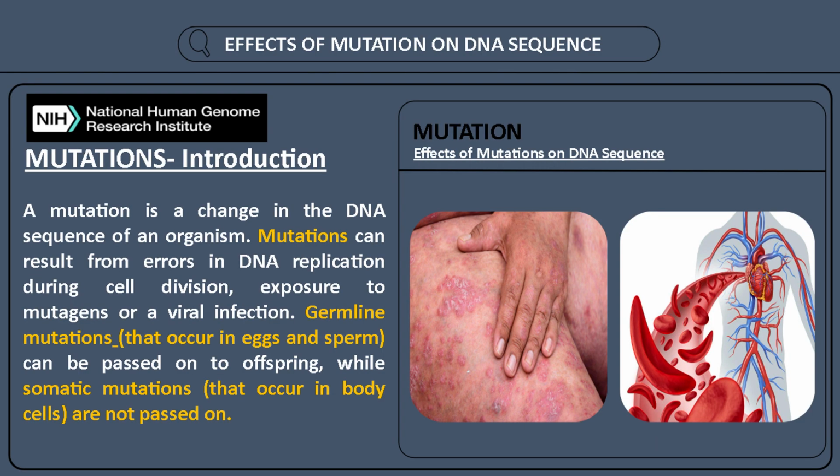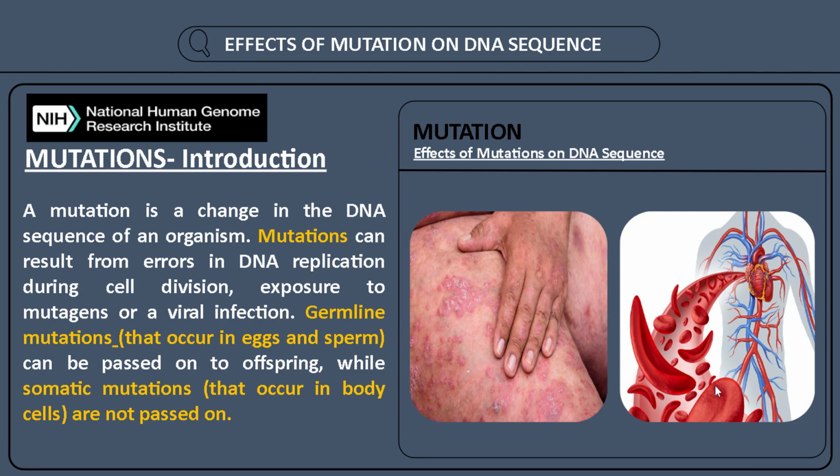Mutations are changes in our DNA sequence. I already gave you a short background of what mutation is all about. As you can see in these images, these are examples of mutation. This first image is an example of a somatic mutation. Somatic mutations are acquired from UV rays, X-rays, and harmful chemicals, and this skin cancer is acquired from UV rays.